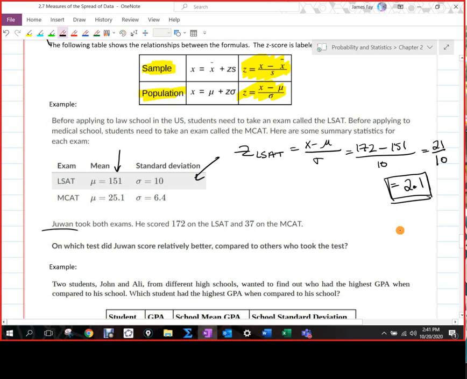Okay, so if that's the only thing that I was interested in, what that tells me is, if I'm looking at these scores as being normally distributed, the median right there is the same as the mean, which is the same as the mode, and it's 151, right? If I go two standard deviations that direction, that would be 171. We got a 172, just to the right of that, okay?